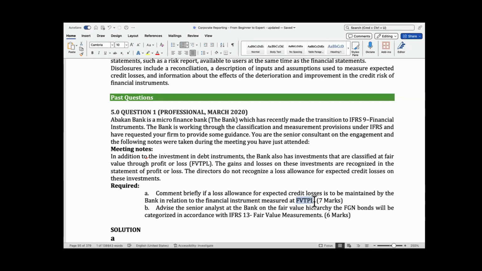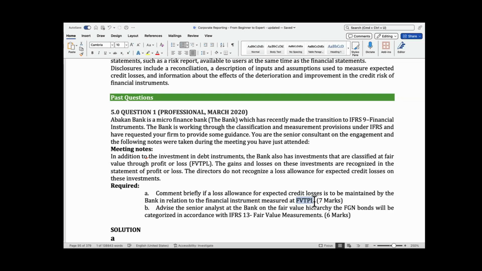Otherwise, the one you were talking about will not fly, because I told you that all financial assets that are within the scope of IFRS 9 must be impaired and must be put at stage 1 from origination. So immediately you lend money to somebody, you must calculate a 12-month ECL. So the direction you are looking at it is not it, because all of them must have expected credit loss.